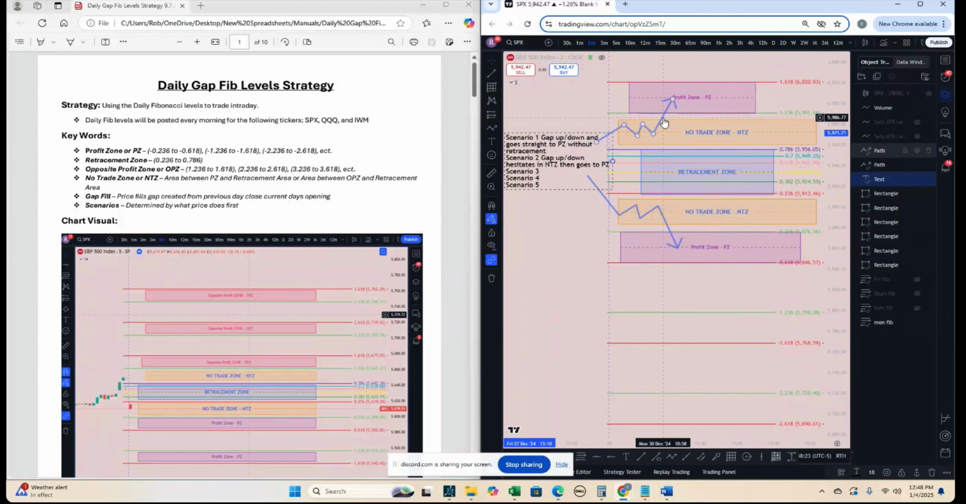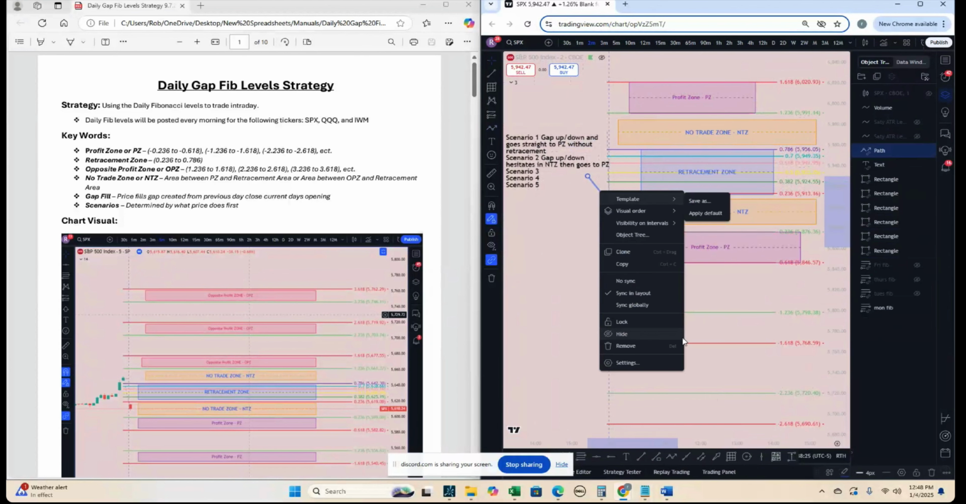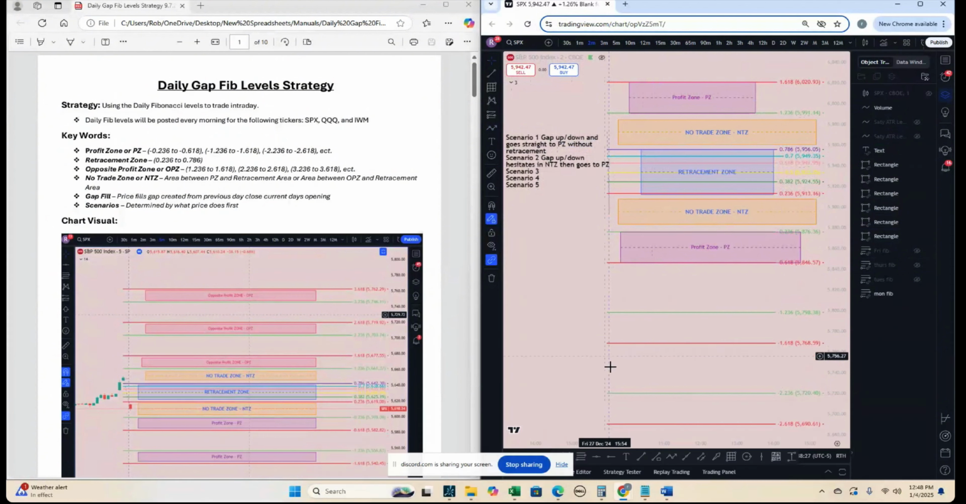And it's important because of scenario 3. Gaps up, goes into the retracement zone, and then goes to the profit zone. Gaps down, goes into the retracement zone, and then goes into the profit zone. This is my favorite one to play.